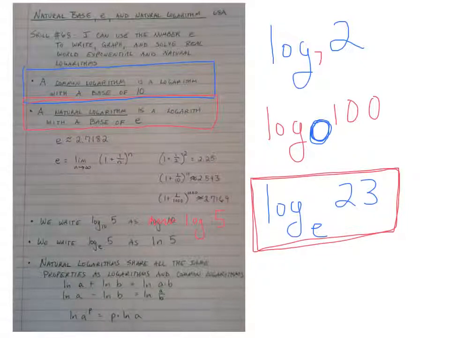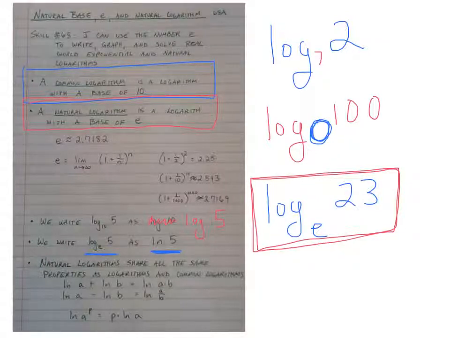All right, and for our natural log, instead of writing log base e, what we will write instead is ln for logarithme naturel. So we can shorthand that.